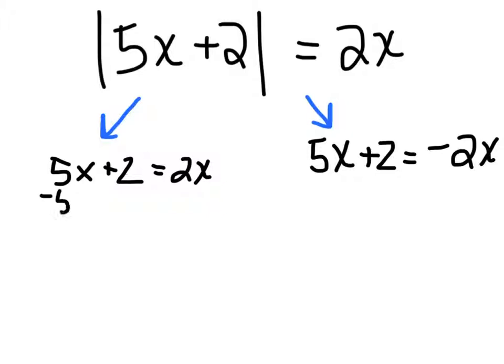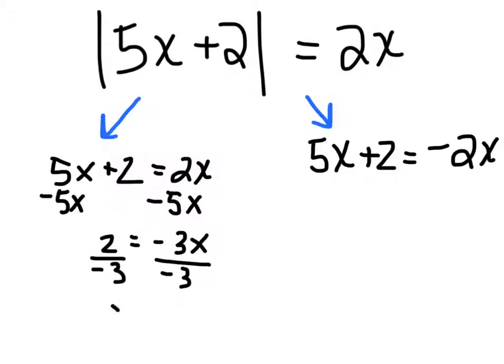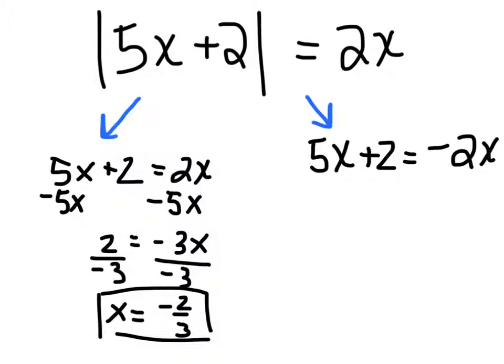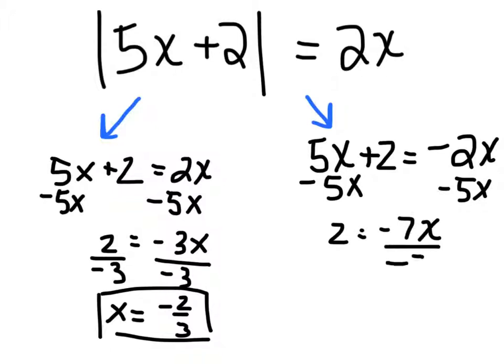So I'm going to subtract 5x from both sides here, and I'm going to get 2 is equal to negative 3x. Divide both sides by negative 3, and I get my first solution: x could be negative 2/3. The second equation, I'm going to subtract 5x from both sides and get 2 equals negative 7x, and divide both sides by negative 7 to get x equals negative 2/7.